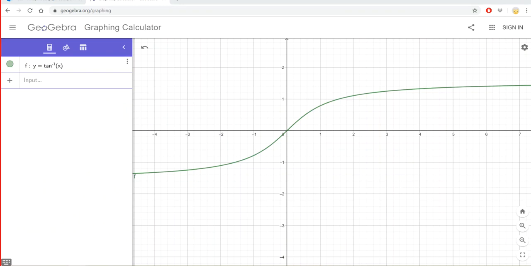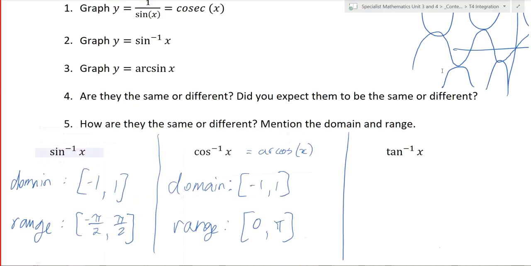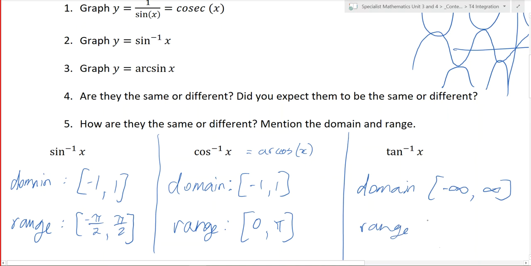The domain goes from -infinity to infinity, and the range, oh, it's the same as sine. There you go.